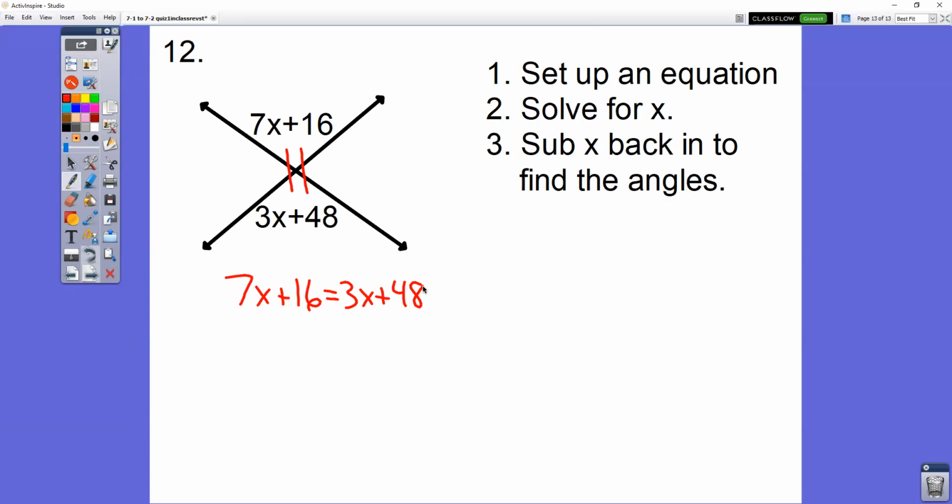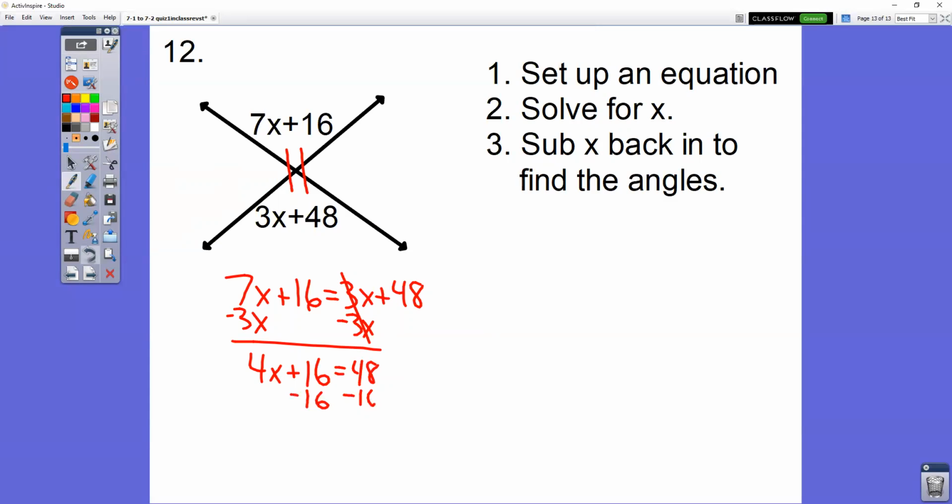Again, these two angles are vertical angles. Vertical angles are equal to each other. This top angle equals the bottom angle. So if you put that equal sign right in the middle, that sets up the exact equation that you want. So I have letters on both sides. I'm going to do minus 3x and minus 3x. So 4x plus 16 equals 48.